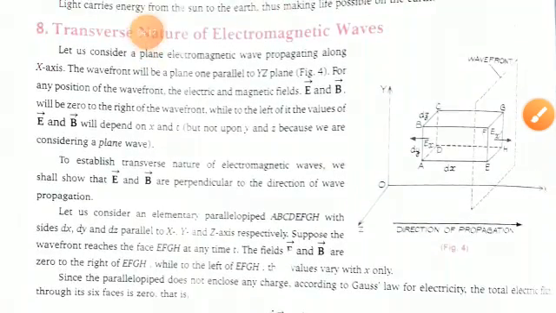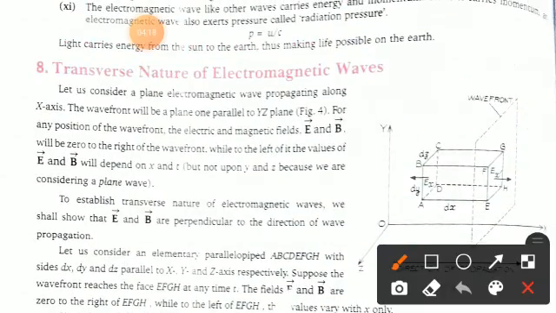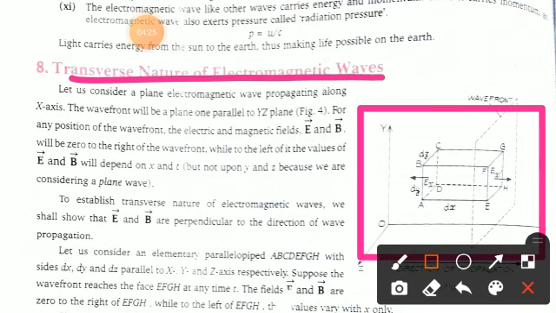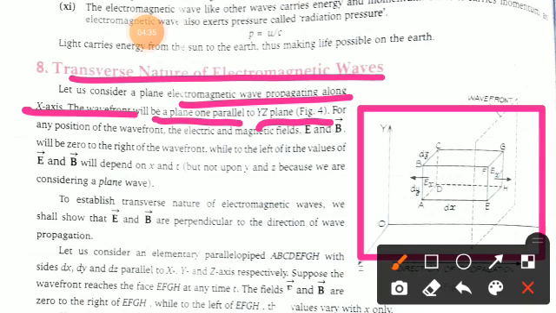So now come to the transverse nature of electromagnetic waves. Here you can see the figure given. Let us consider a plane electromagnetic wave propagating along the x-axis. From the figure you can easily understand it. The wavefront will be a plane parallel to the yz plane.